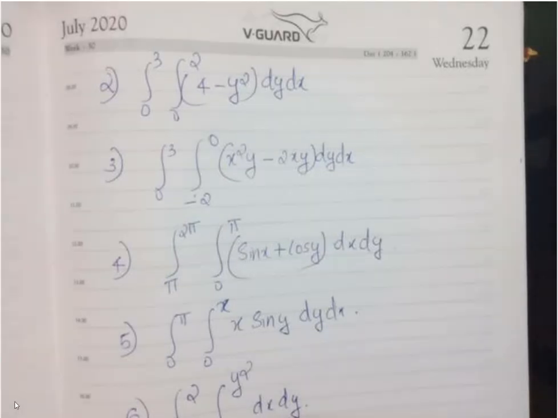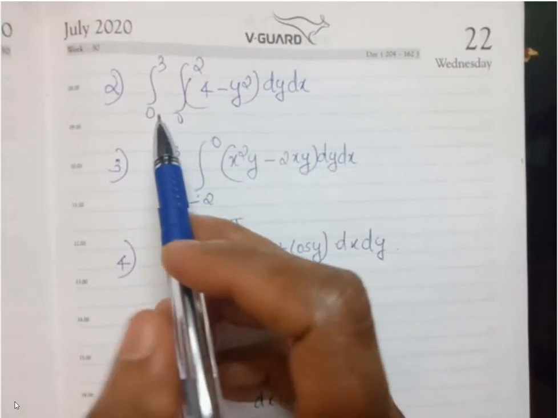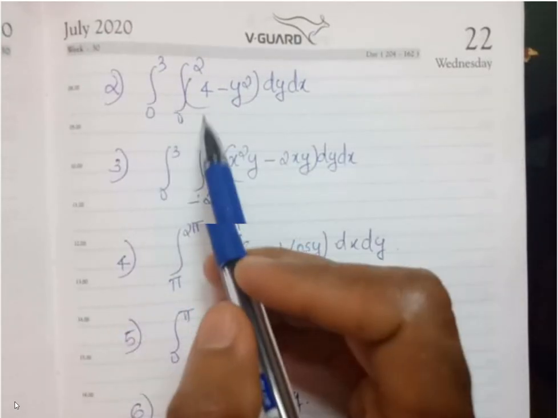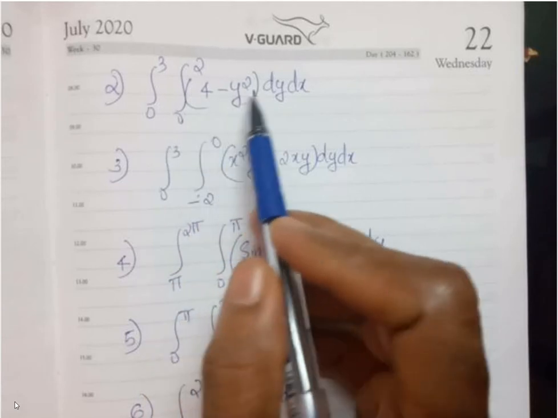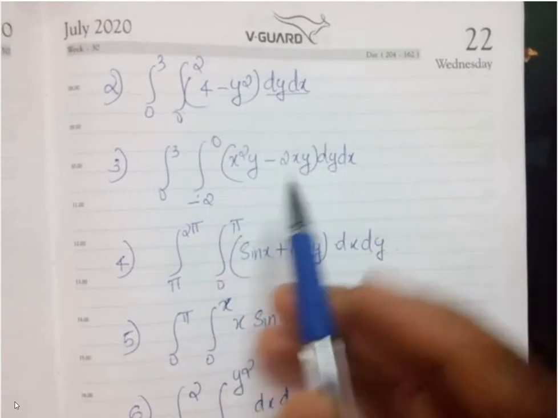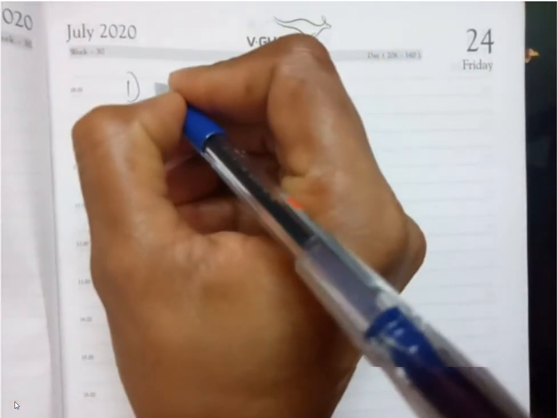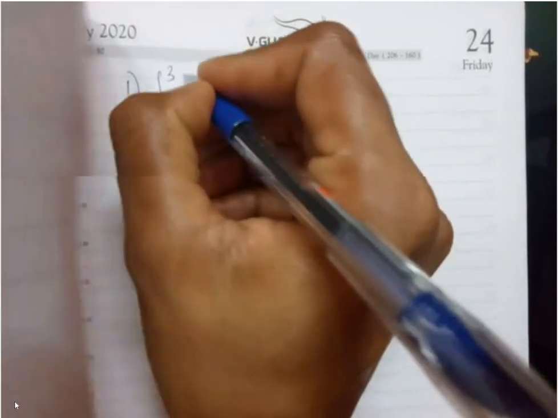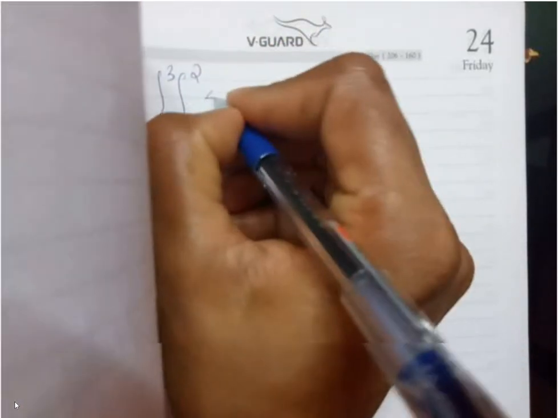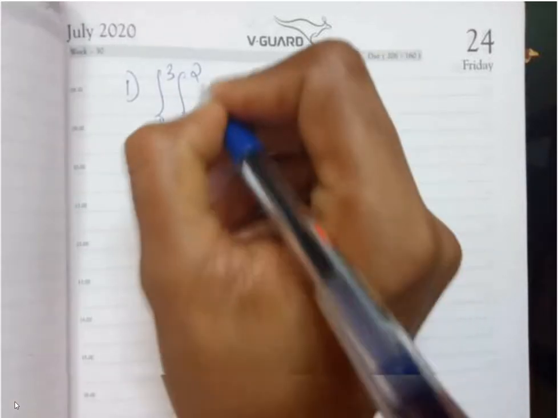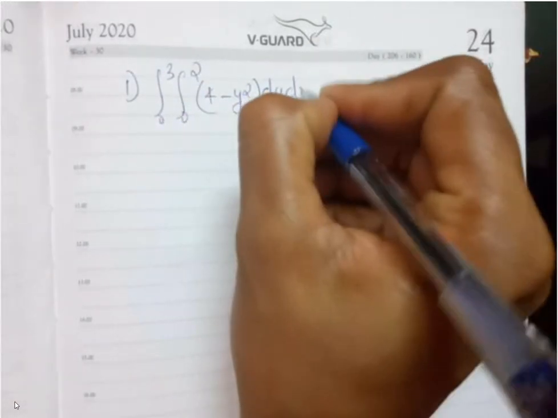Next, we had to do some more problems related to this Fubini's theorem, first form. So the first question is the integral from 0 to 3, integral 0 to 2, of 4 minus y square, dy dx.